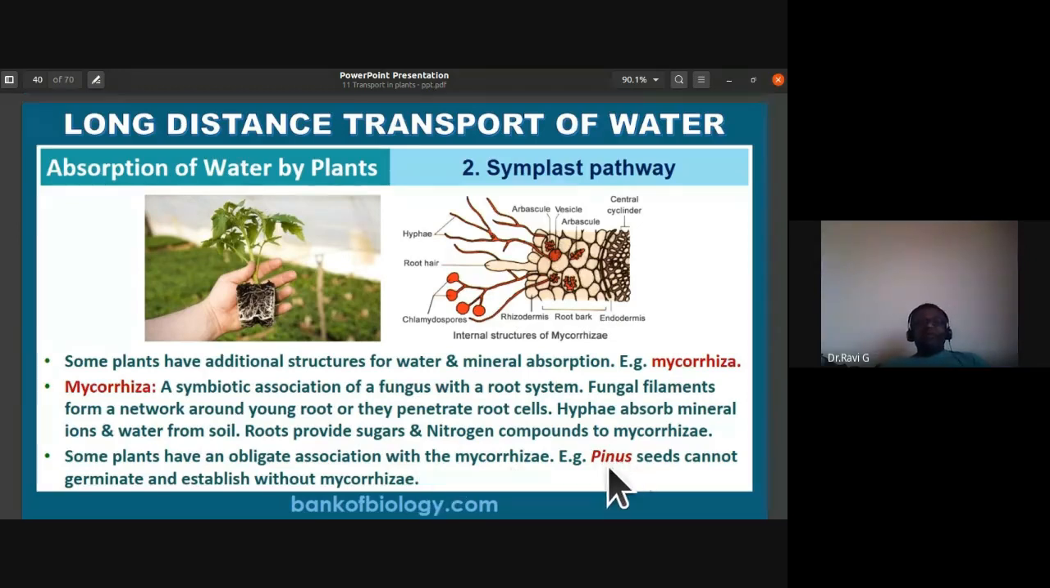Pinus is a gymnosperm plant. It has needle-like leaves. Probably you might have seen the pine forest in Ooty or Kodaikanal or any hill stations. The Pinus seeds cannot germinate and cannot establish without the presence of this mycorrhizae. So it is almost obligate or mandatory for them to be present.